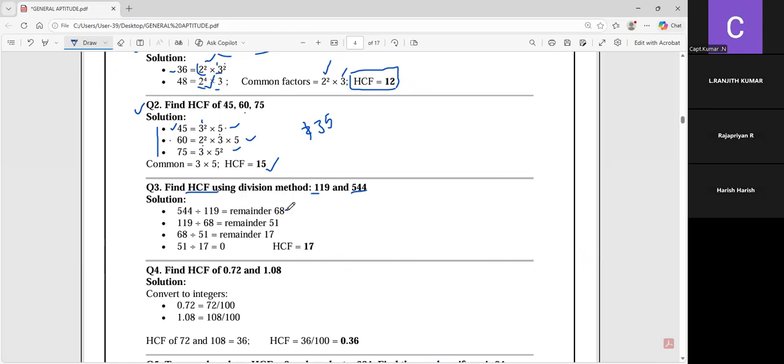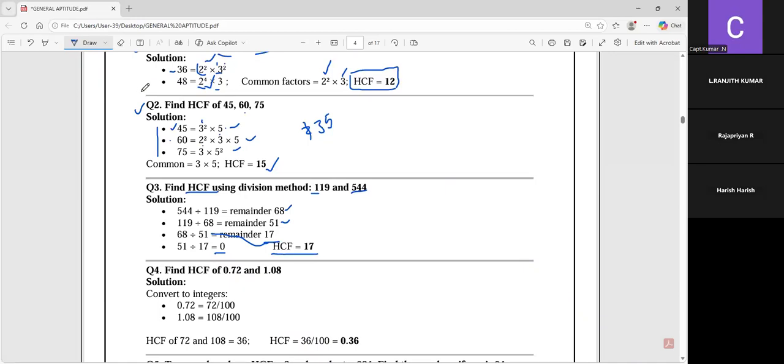Again, the remainder is divided by the previous number. 119 divided by 64, the remainder value is 15. Again, I will get a remainder value of 51. Again, the 51 is divided by the previous remainder of 68. I will get 70. Again, what happened? The 70 is divided by the previous remainder value of 51. I'll get 0. So what is the HF value? 19.